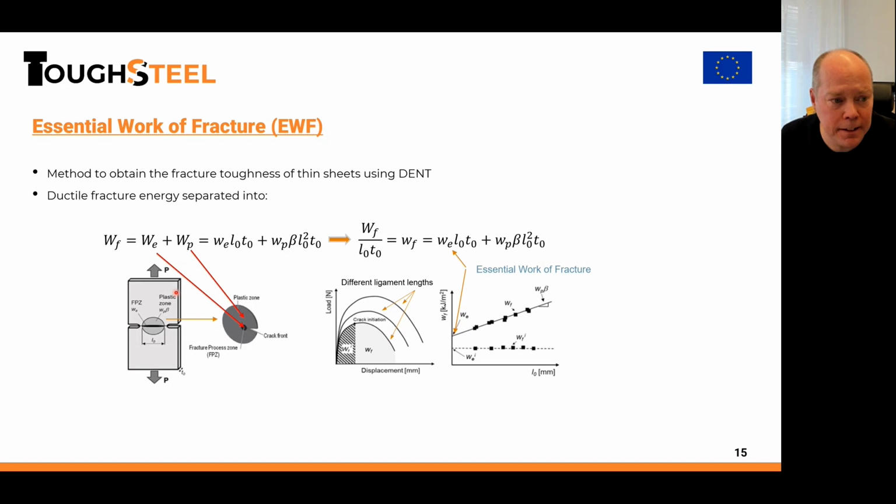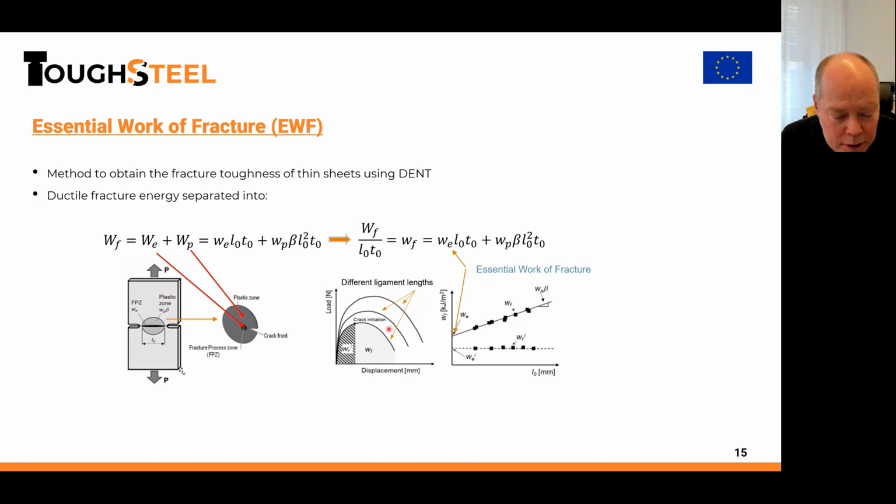And the ductile fracture energy could be separated into two parts. You have the plastic work in the outer region of the crack, and you have the fracture energy just in front of the crack tip. It's also called the fracture process zone. So if you divide the total work with the characteristic dimension of the ligament length and the thickness, you can finally evaluate this so-called essential work of fracture.